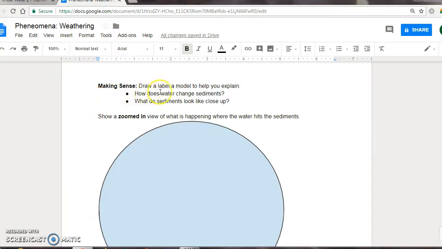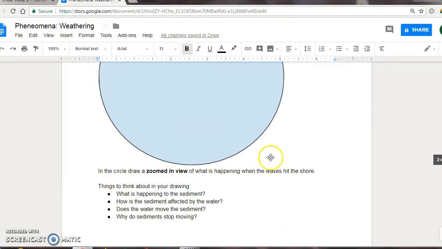So we're going to try to draw and label a model to help us explain how water changes sediments and what sediments look like close up. So in this blue circle here, you'll have a drawing of what you think it looks like if you were to zoom in with a microscope and see the interaction between the water and the rocks. So some questions you're going to want to try to answer in your drawing are down here. For example, what is happening to the sediment and how is it being affected by the water?